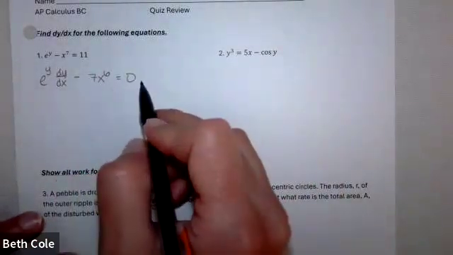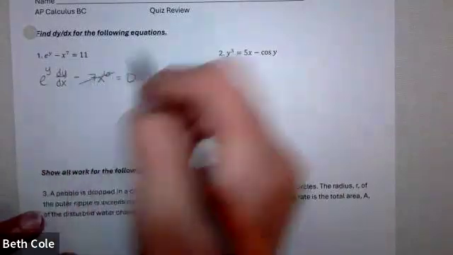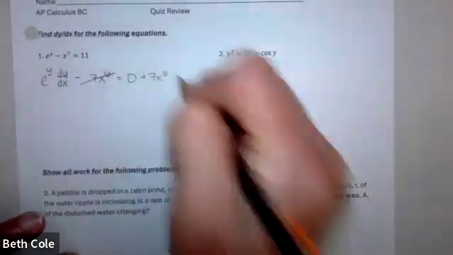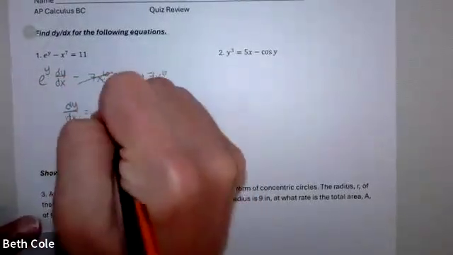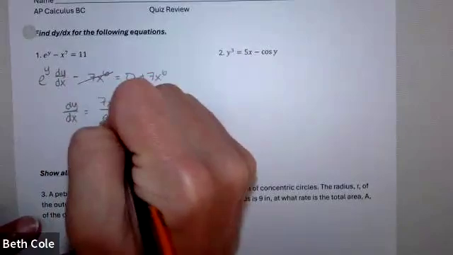So we're going to add this 7x to the sixth to the other side, and then we're going to divide by e to the y. So we get 7x to the sixth over e to the y.